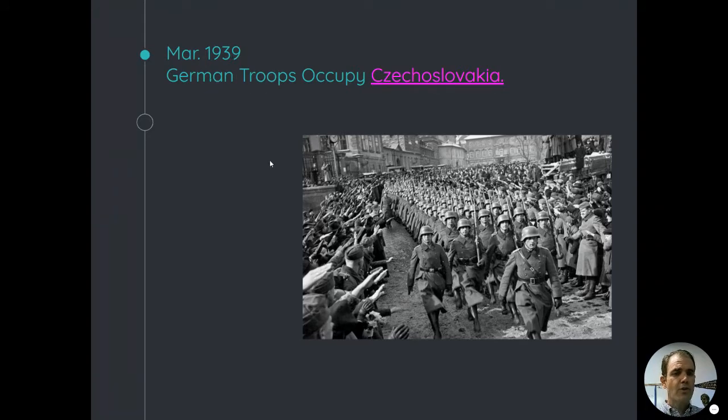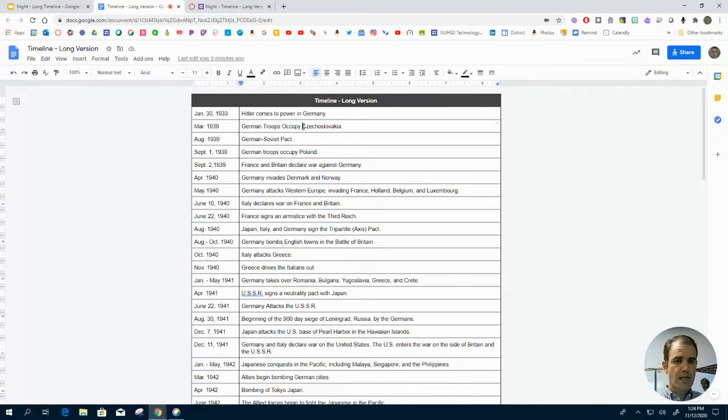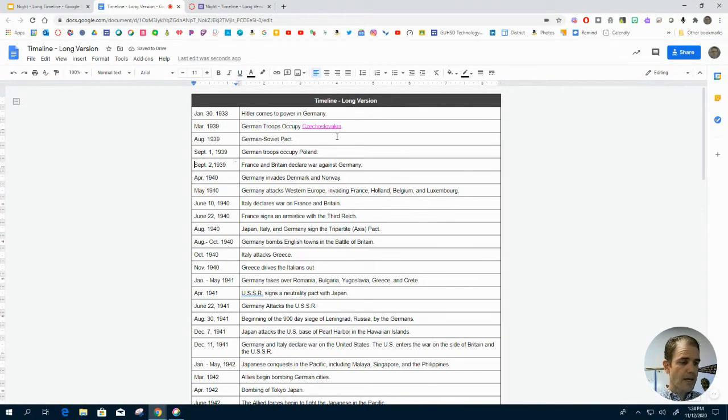So in March of 1939, the German troops occupy Czechoslovakia. So you're going to go over to your document and you are going to change the font color and underline Czechoslovakia in pink. Okay. So I'm going to go ahead and show you how that's going to look. I'm going to go to Czechoslovakia. Oh, sorry, not highlight. I'm going to change the text color to pink, and I'm going to underline that. So it's going to look like that.